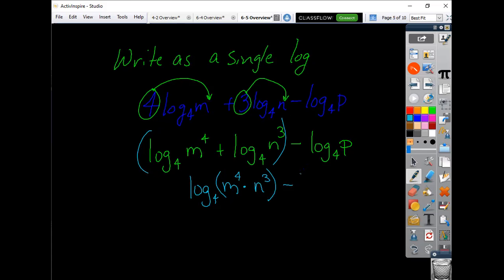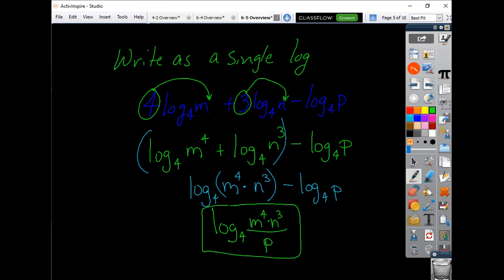And then we saw this minus log base 4 of p. And then remember what that means. When you're subtracting two logs, that can go together as a fraction. So it'd be m to the 4th, n to the 3rd, all over p for the final answer.